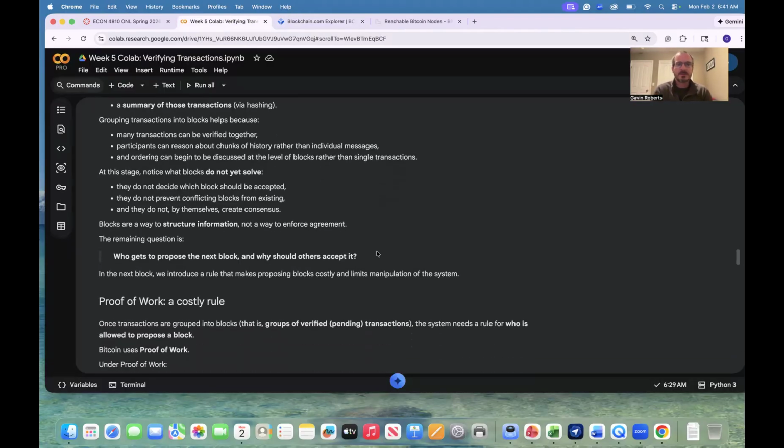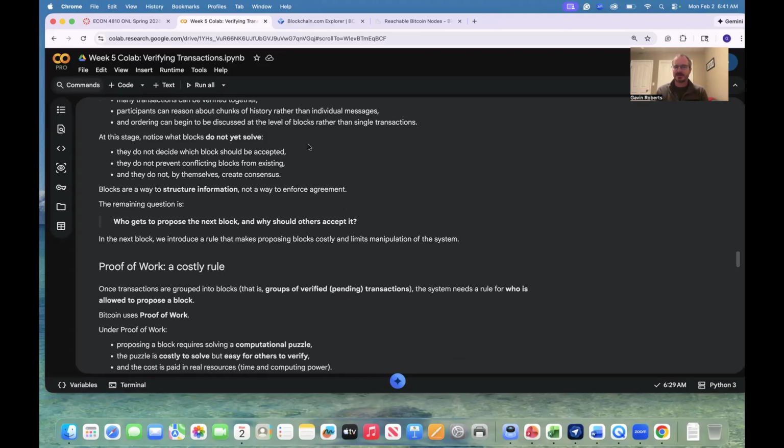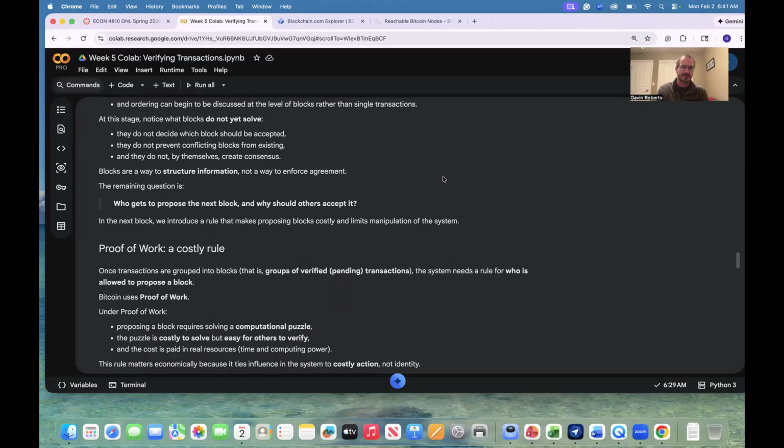Grouping transactions into blocks helps for a couple of reasons. Many transactions can be verified together, so there's a little bit of efficiency gain there. So we're not just putting every single transaction alone on the blockchain. Participants can reason about chunks of history rather than individual messages, so it just makes verification of this shared history a little bit easier and more efficient. And ordering can begin to be discussed at the level of blocks rather than just single transactions, which is going to make our life a little bit more efficient and easier.